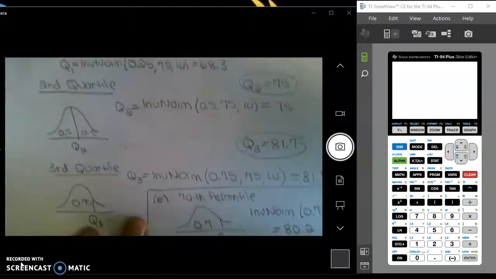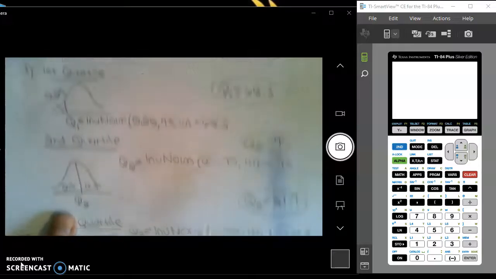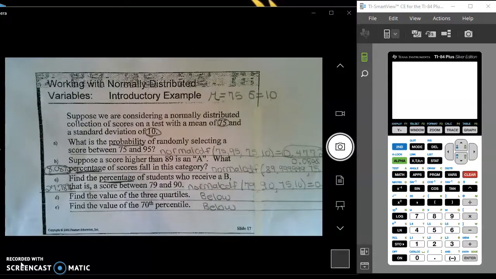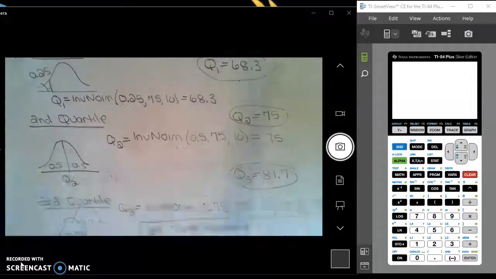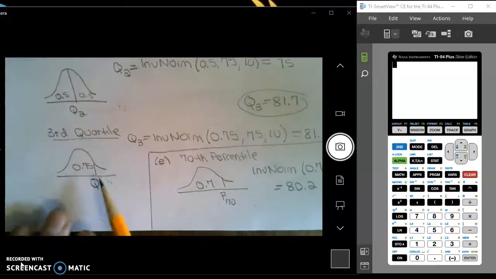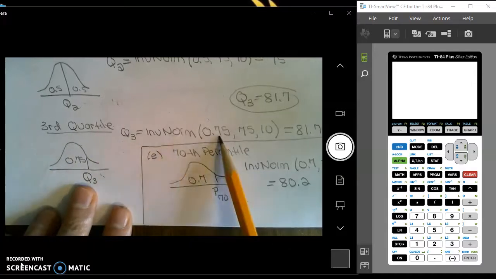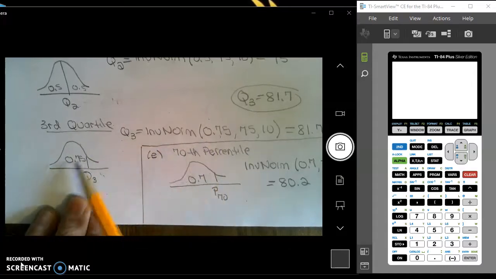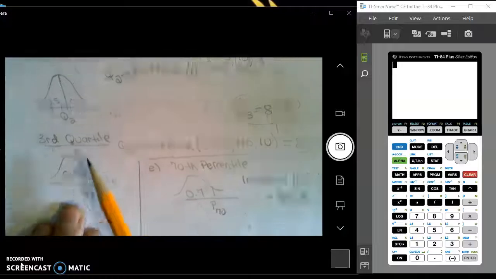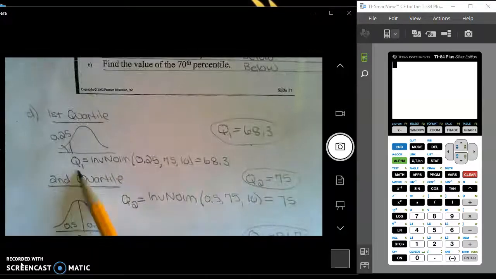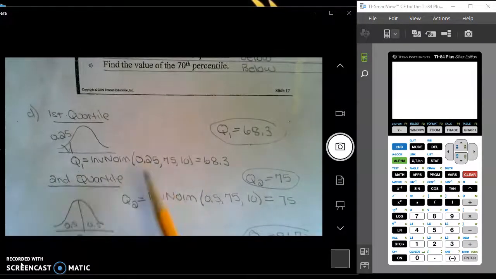Okay, so for this one, going back to the original problem, the mean is 75, the standard deviation is 10. So doing this last one, if I want to find the third quartile, that means 75% of the scores are below it. So I'll put inverse norm, area to the left. The third quartile is always going to be 0.75. Second quartile is always going to be 0.5. And the first quartile is always going to be 0.25.